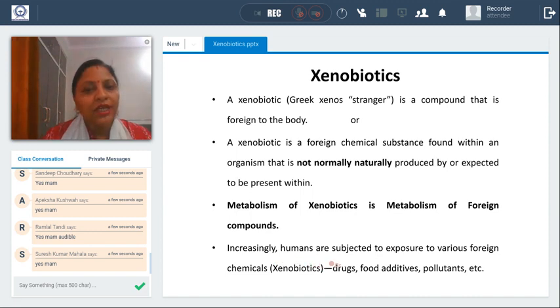Increasingly, humans are subjected to exposure to various foreign chemicals or compounds, xenobiotics, like drugs, food additives, and pollutants, you all know. Do you agree with this statement? Drugs, food additives, and pollutants. These substances are increasingly exposure.